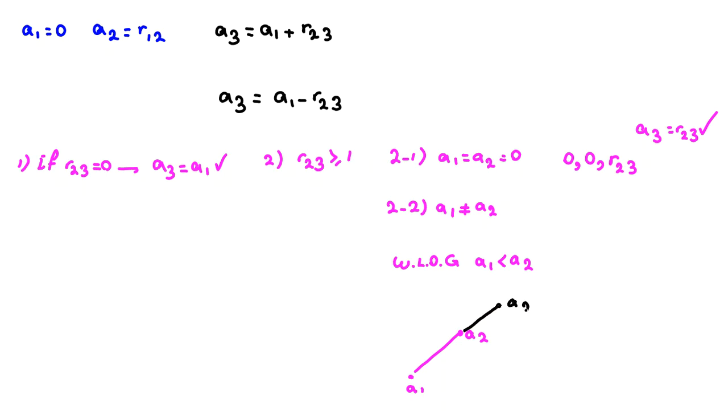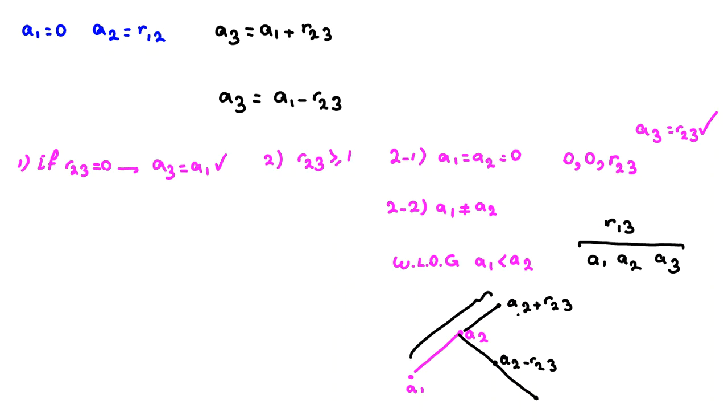So A2 plus R23 will be something here. A2 minus R23 will be here or here, for example, this part or this part. One of these two things. It's not important. A2 minus R23. Now, if we consider the range of A1, A2, A3, it is R13 and it is constant from the beginning of the problem. So in this case, it is this one. In this case, R13 will be what?